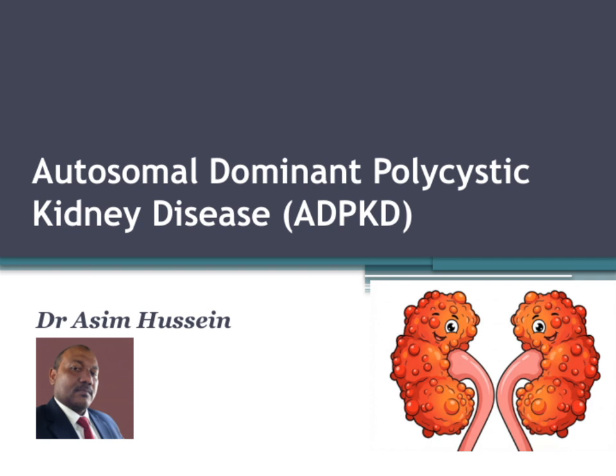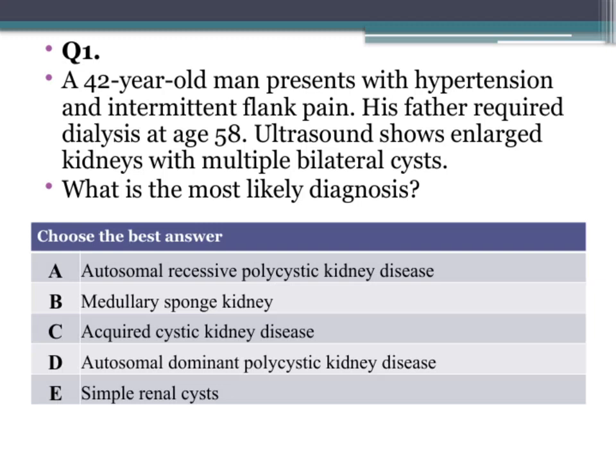Let's get started. All right, let's take a closer look at this case. We have a 42-year-old man presenting with hypertension and intermittent flank pain. These symptoms suggest something affecting his kidneys. His family history is notable because his father needed dialysis at age 58, which indicates a possible hereditary condition. The ultrasound findings show enlarged kidneys with multiple bilateral cysts.